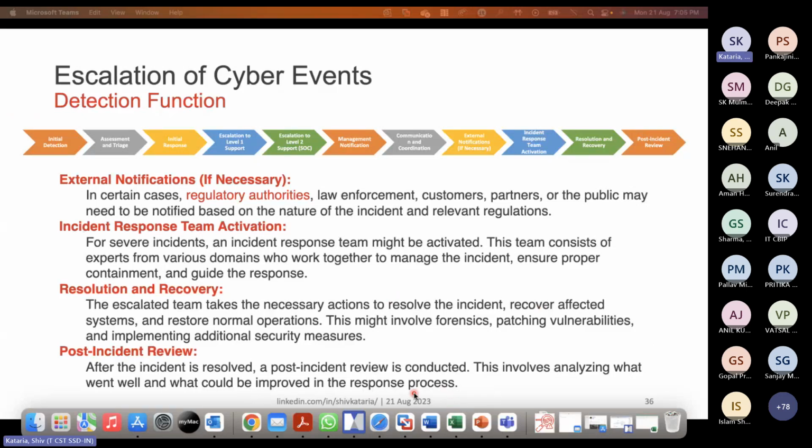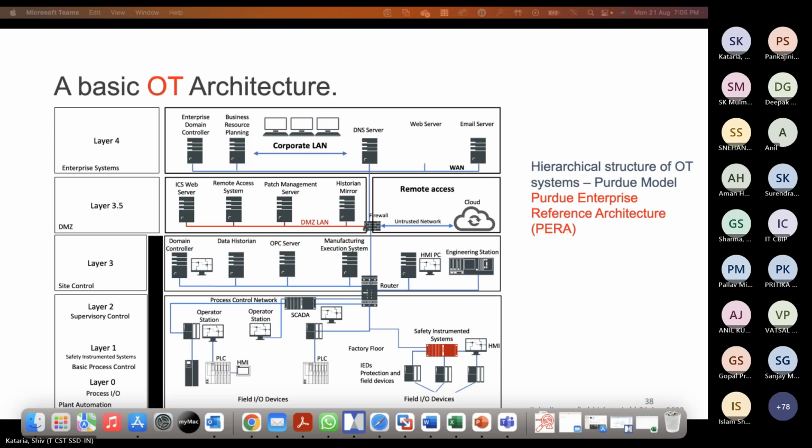Yeah, so this is about cyber events. Any questions so far? Okay, so we don't have a question. So let me ask a question here.